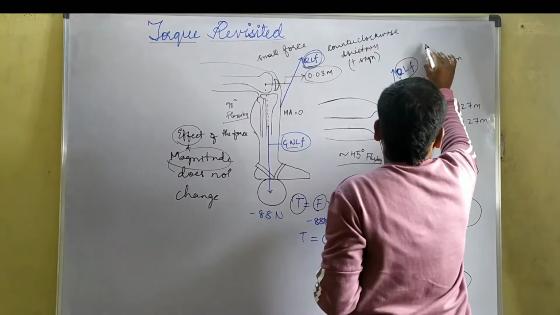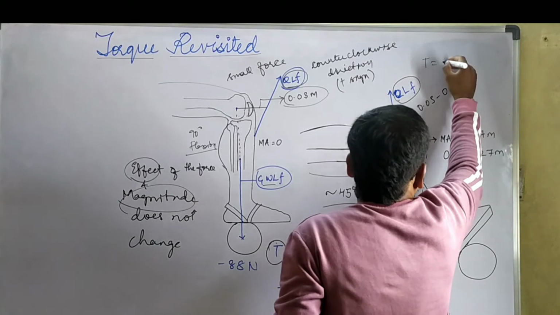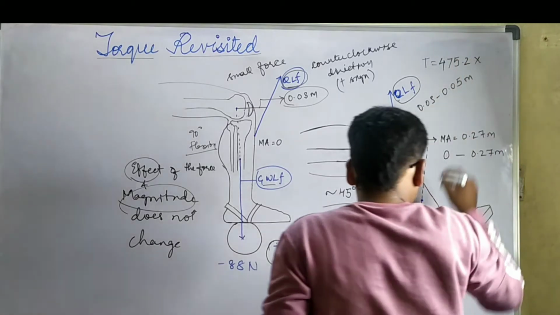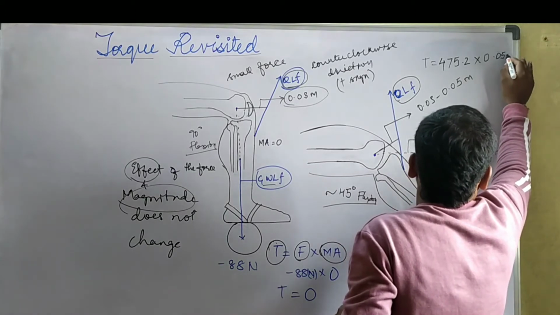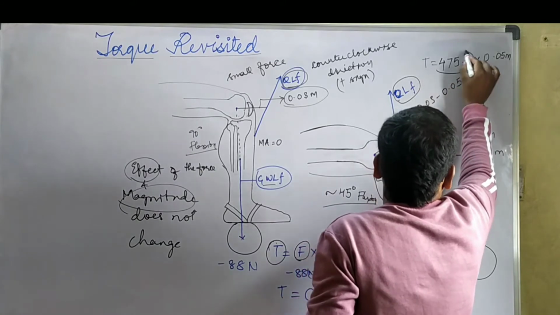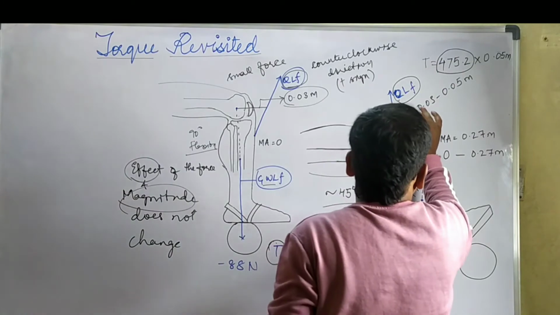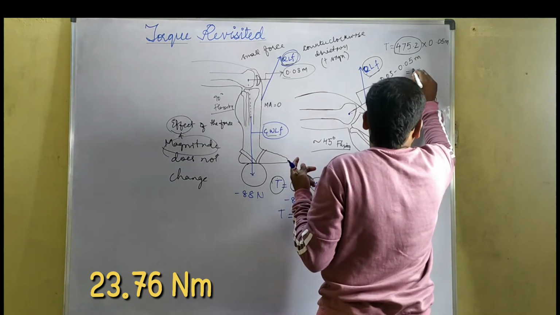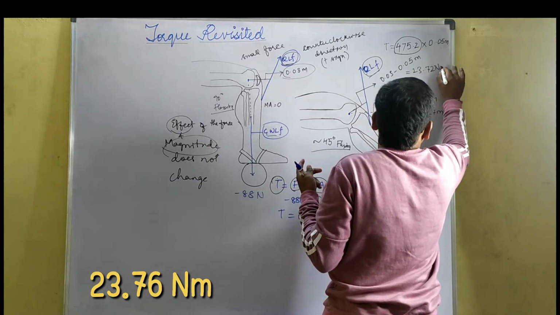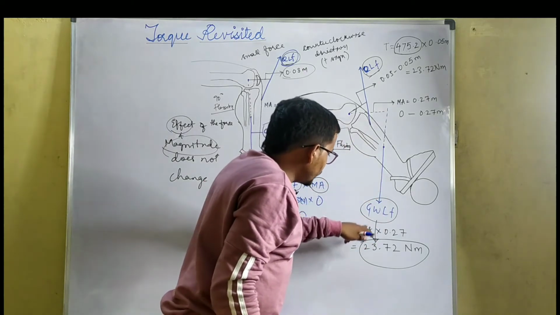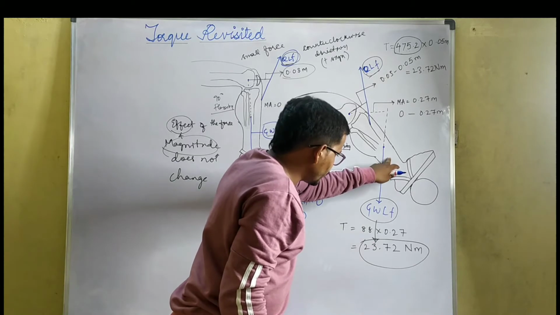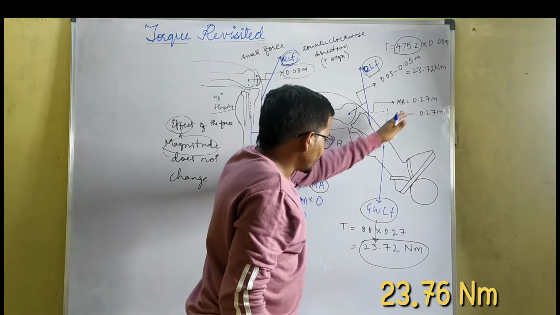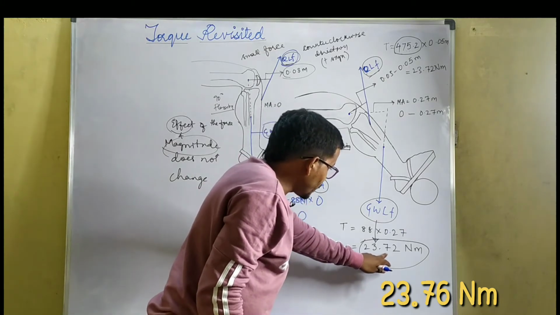Now, if we calculate the torque here, torque is equal to force, the quadriceps muscle force has to exert 475.2 newtons times the moment arm, which is 0.05 meters. So, in order to maintain the segment in rotatory equilibrium, the quadriceps has to exert a muscle force of 475.2 newtons. If we calculate these two, we will get a net torque of 23.72 Newton meter. Here this force is exerting 88 newtons on the leg foot segment, and its moment arm when the segment moved into nearly 45 degrees of flexion, the net torque produced is 23.72 Newton meter.